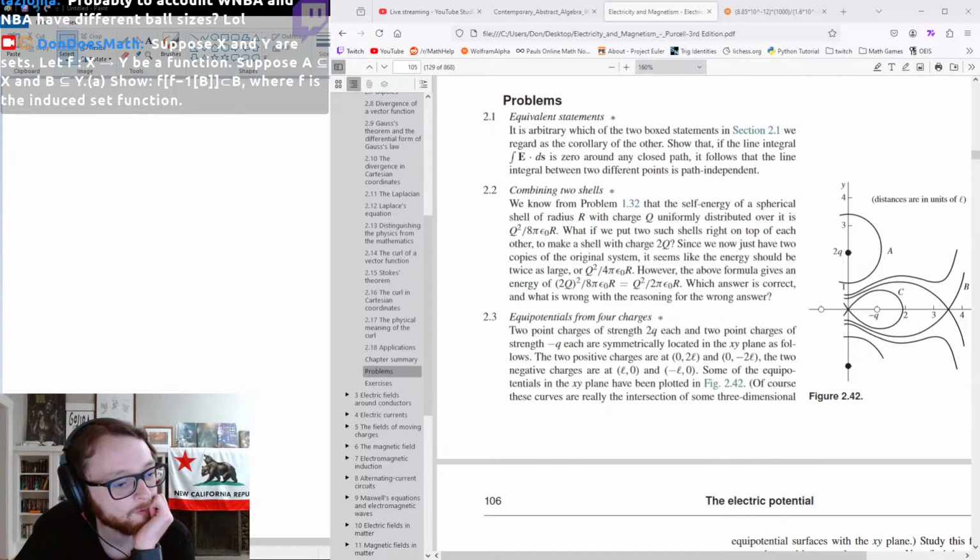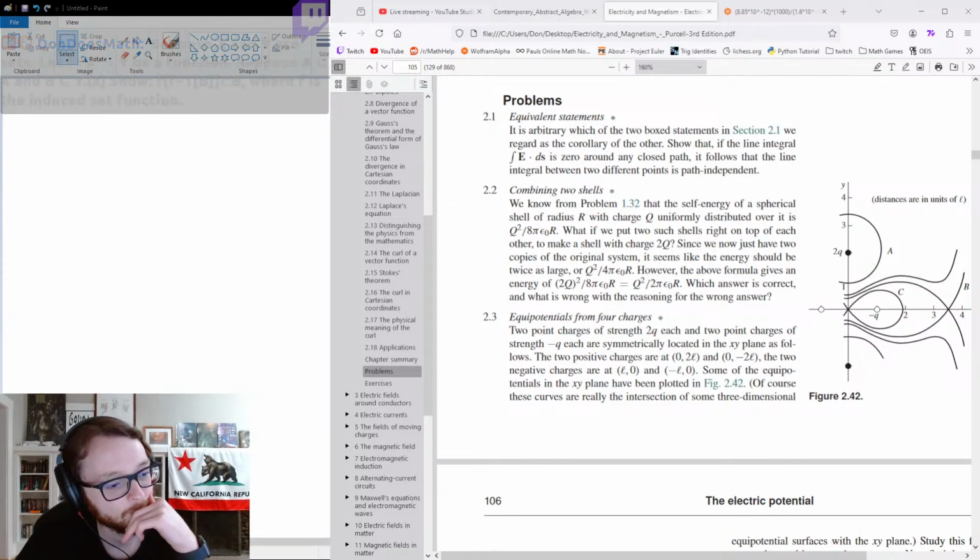Suppose A is a subset of X. B is a subset of Y. Show that F inverse of B is a subset of B? A proper subset of B. Oh, F of F inverse of B.